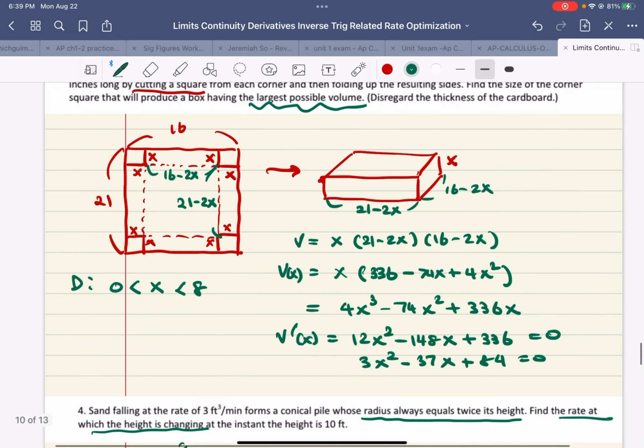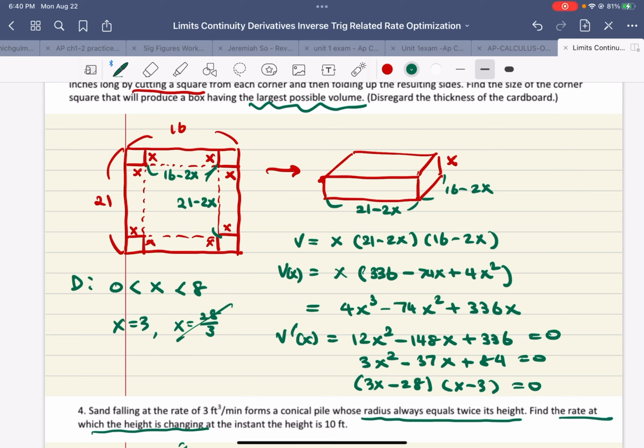Now when you factor this out, you get 3x. You have to work it out to factor, and this one x minus 3 equals 0. So I got x equals 3, or x is 28 over 3. But 28 over 3 is over 8, so that doesn't make sense. So only this one, right? So you can justify your answer.